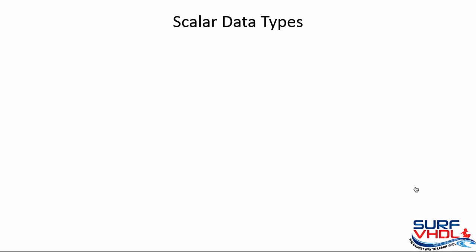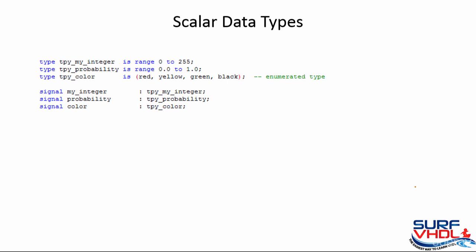An example of scalar data type is the declaration of tpy_myInteger, that is, of integer type with a range of 0 to 255, or the declaration of probability with range 0.0 to 1.0. Inserting the dot, the number is automatically interpreted as a real type. Declaration of enumerated type tpy color is an enumeration of colors: red, yellow, green, and black.